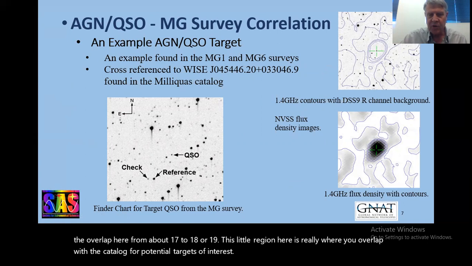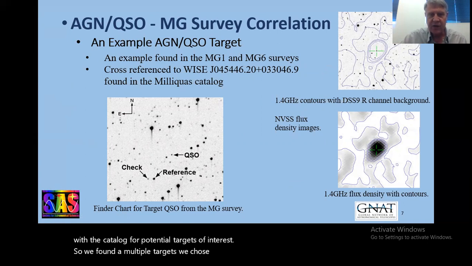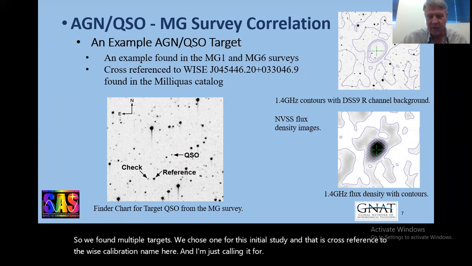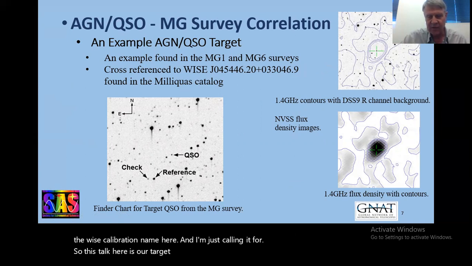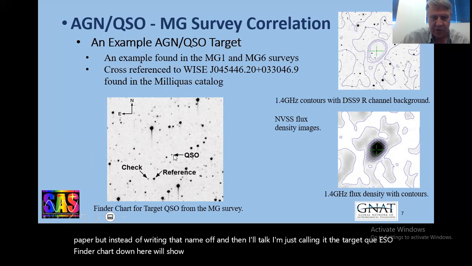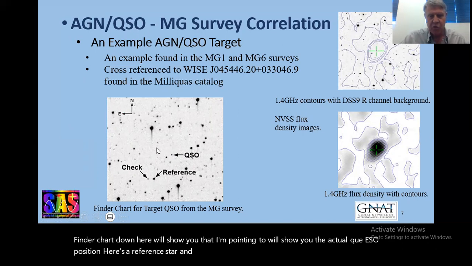So we found multiple targets. We chose one for this initial study, which is cross-referenced to the WISEA name here, and for this talk I'm just calling it our target QSO. We actually have another name, identified in the paper, but instead of rattling that name off for the whole talk, I'm just calling it the target QSO. The finder chart down here shows the actual QSO position, a reference star, and a check star. We used multiple check stars in the photometry analysis against the QSO, which I'll explain in a minute.